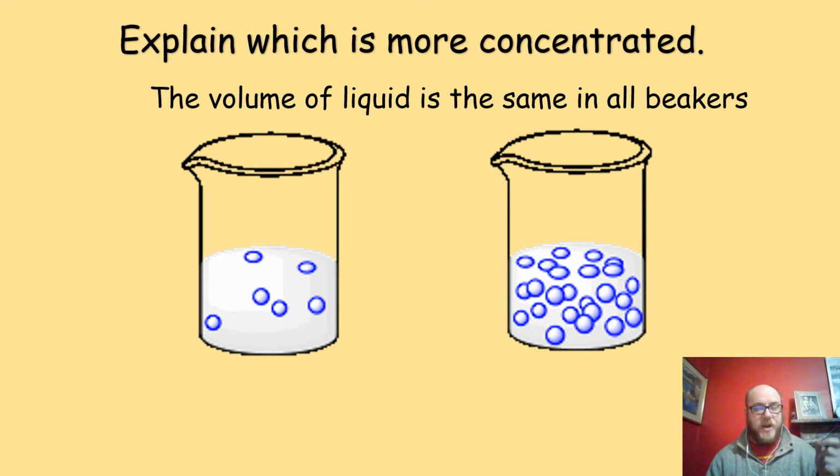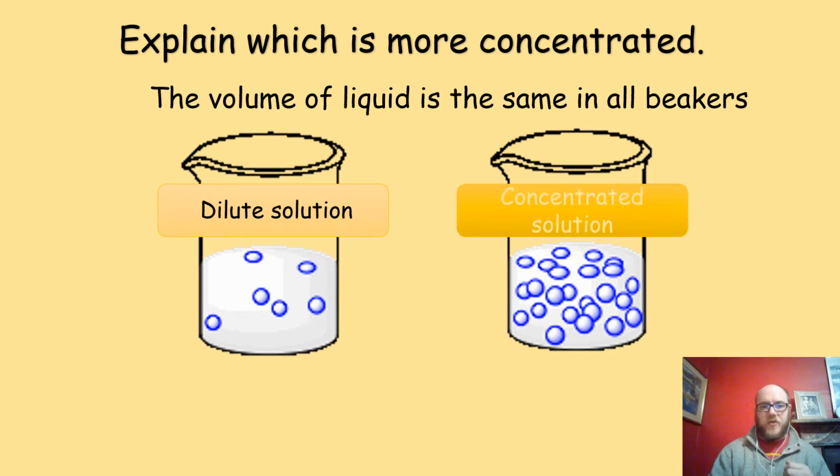If you put a little drip inside a volume of water, you're going to end up with some kind of weak, nasty, barely flavored drink. Whereas if you put loads in there, you're going to end up with a highly sugared beverage. So that's the difference between dilute and concentrated.